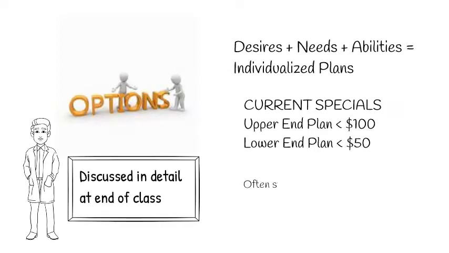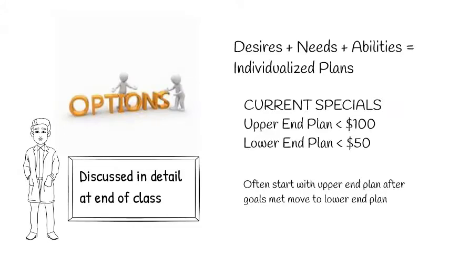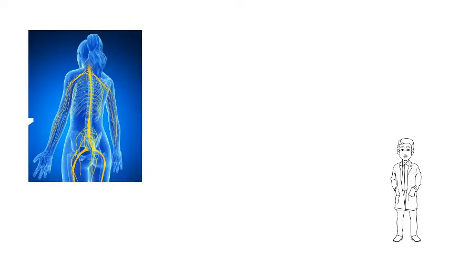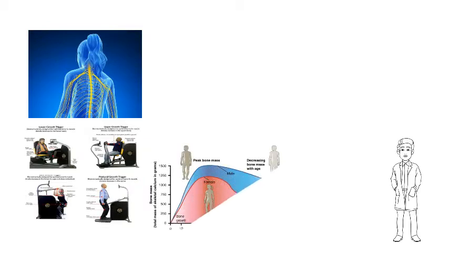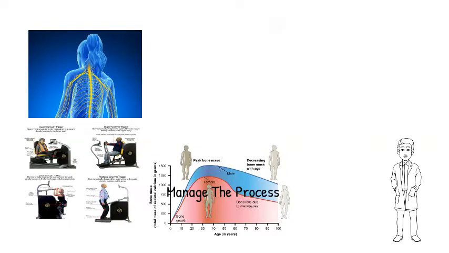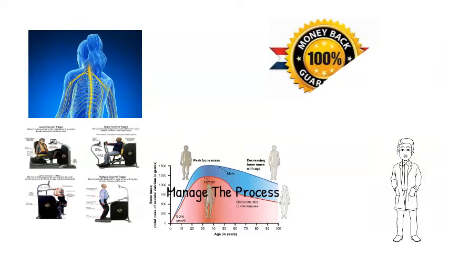And often someone starts with an upper end plan, and after improvement goals are met, they move to a lower end plan. One last thing, you will find we have the utmost confidence in the ability of musculoskeletal conditioning to empower you, helping you to manage your aging process. This is evidenced by our 6-week, 100% money-back guarantee. We know there are variables only you control that can affect results, but we trust you will make an honest assessment.